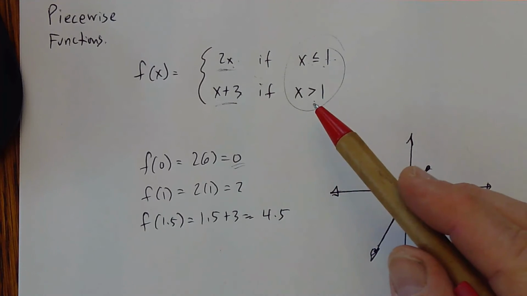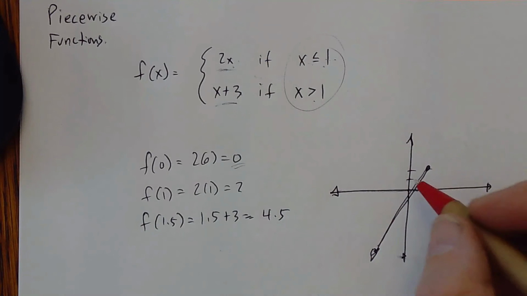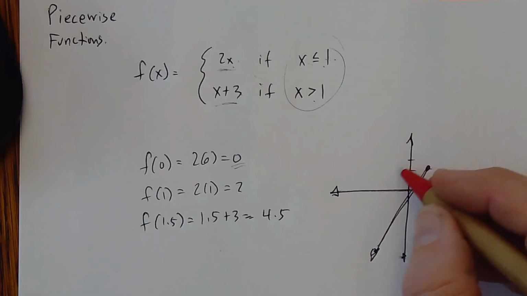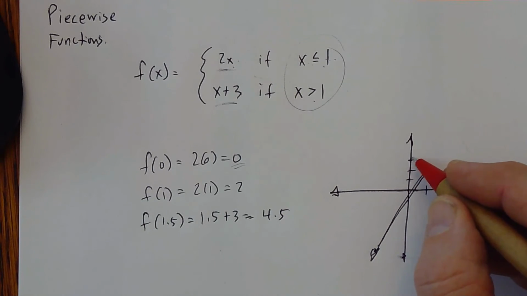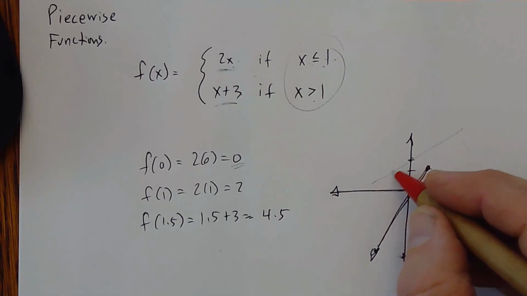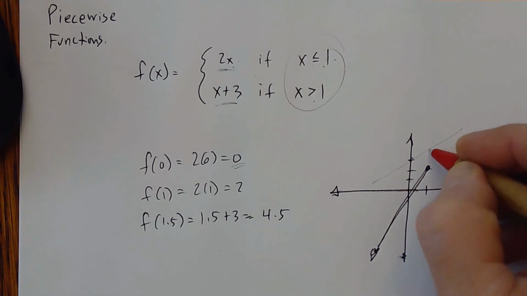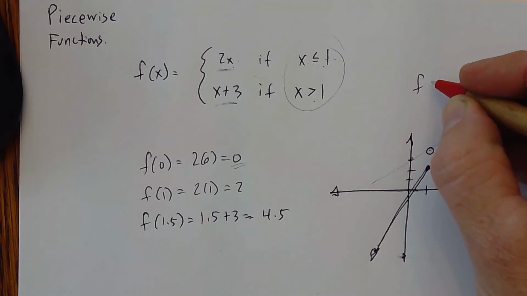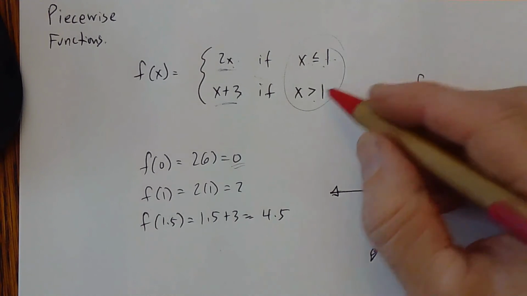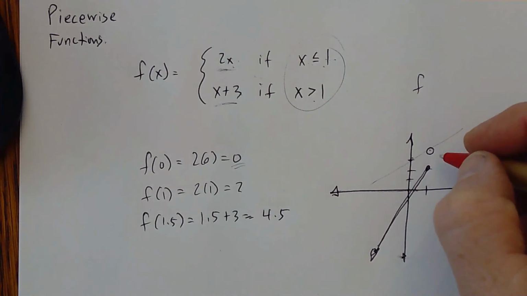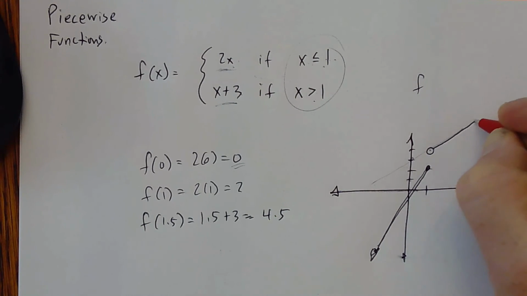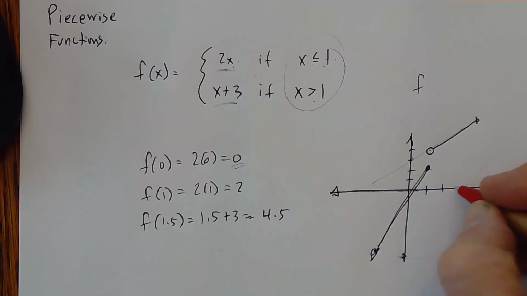But as soon as I hit anything larger than 1, it's going to switch, and then it's going to look like the function x plus 3. So that function has a slope of 1 and a y-intercept of 3, but I don't want to draw this portion of the line because it only starts there when x equals 1. Right? Notice f of anything just like a tiny bit bigger than 1 would just be like a little bit bigger than 4. So it's going to look like this. It has a slope of 1.